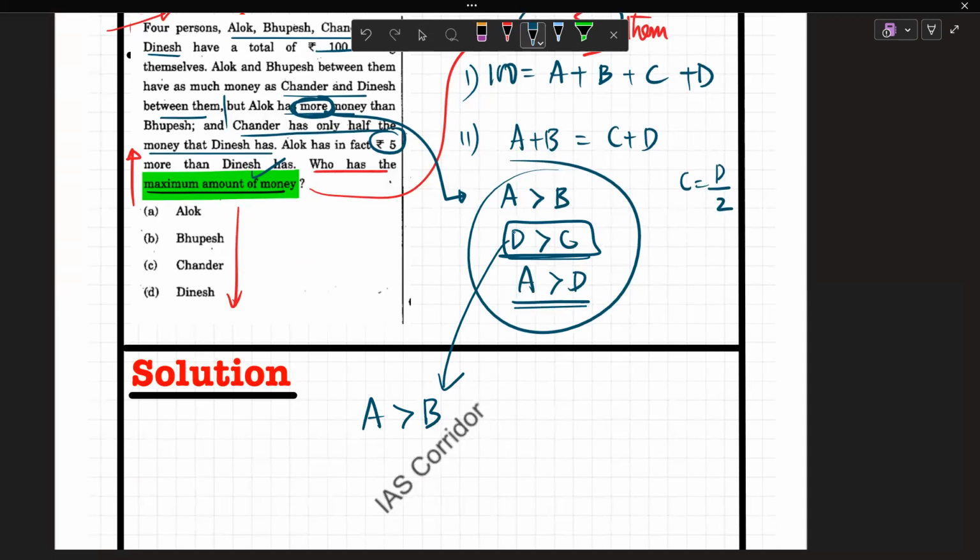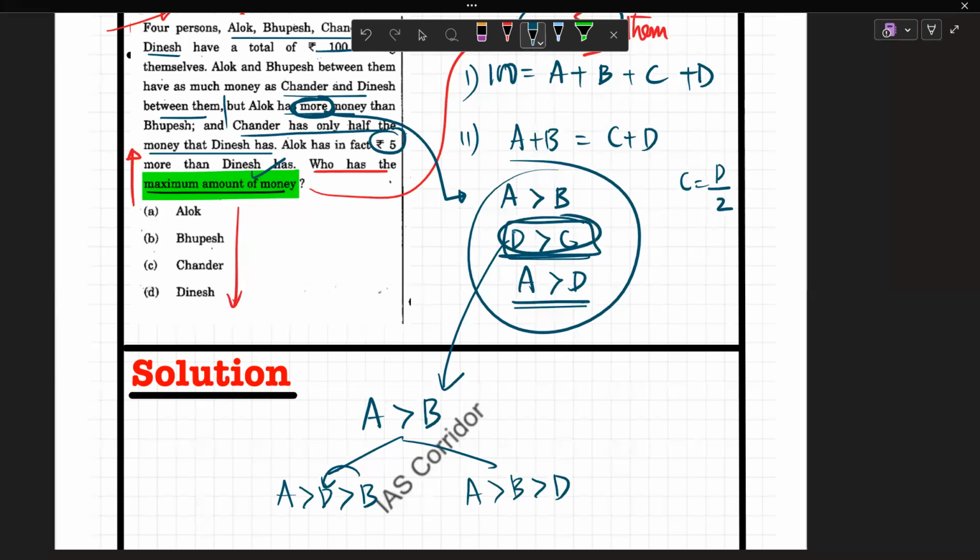A is greater than D. That means it can be two cases. Either this will happen or this will happen. Because I don't know the relation between D and B. But anyway D is less than A. D is definitely less than A; it may be greater than B, or it may be less than B. That means D can be either greater than B or less than B. Got it?